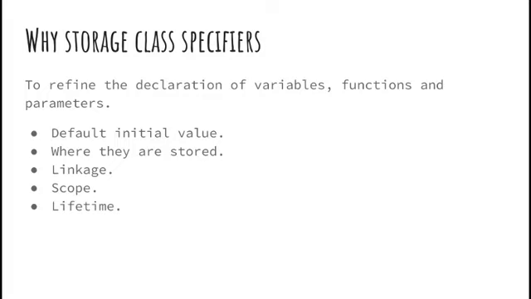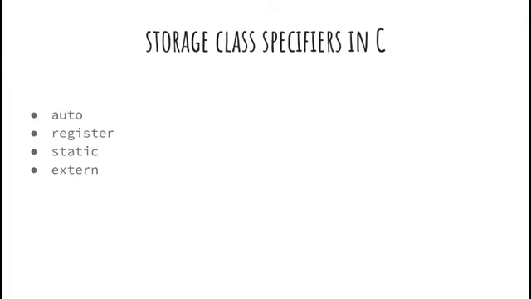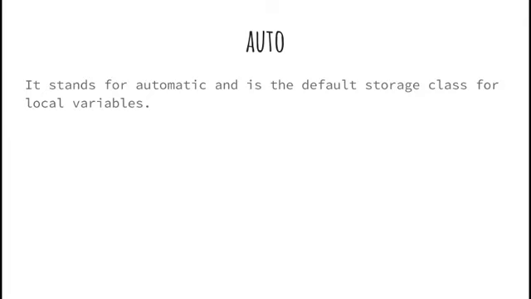So we have 4 different types of storage class specifiers in C: auto, register, static, and extern. In this video, we'll see auto and register. So auto stands for automatic and is the default storage class for local variables. So if we do not declare a local variable with any storage class specifier, then it takes auto by default.